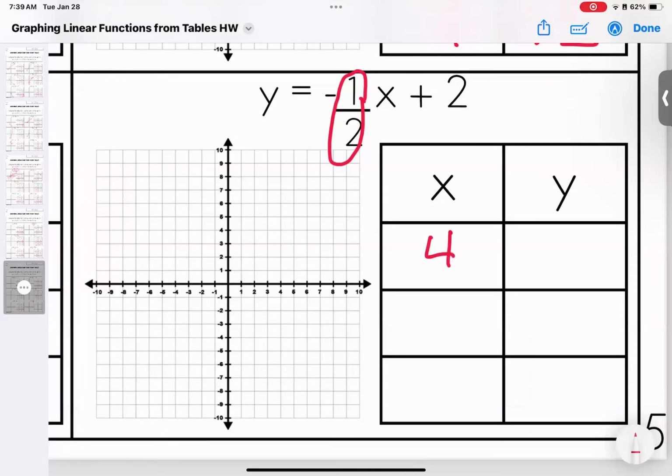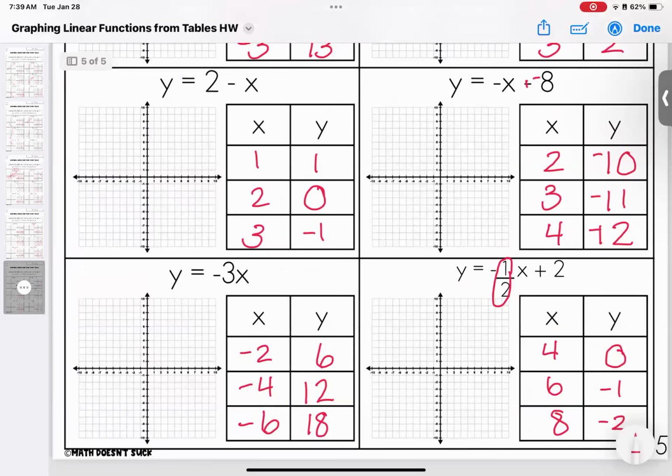So let's do 4, 6, 8. 4 times -1/2 makes that -2, right? Cuts it in half and makes it negative. -2 plus 2 is 0. 6 times 1/2 is 3, but negative. -3 plus 2 is -1. 8 times 1/2 is 4, but negative. -4 plus 2 is -2. Questions, comments, concerns? Go ahead and bring them with you to class.